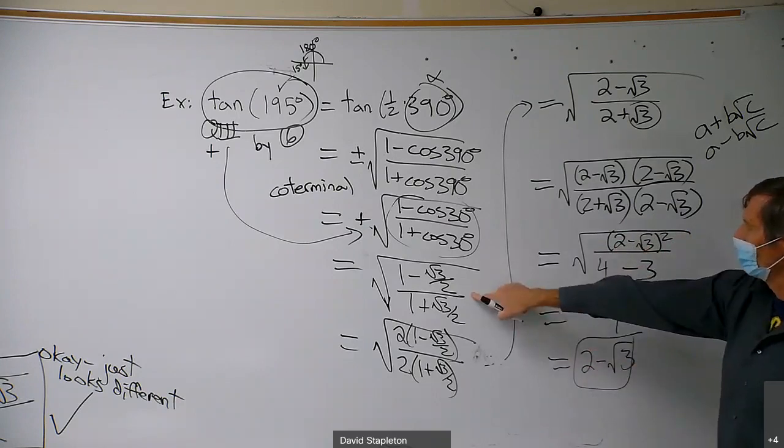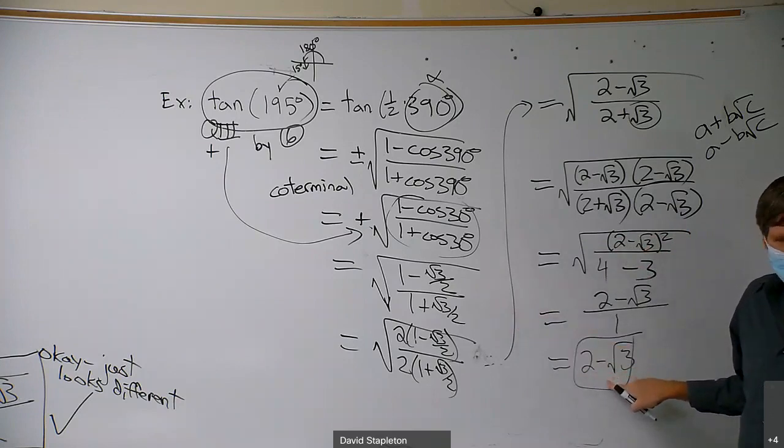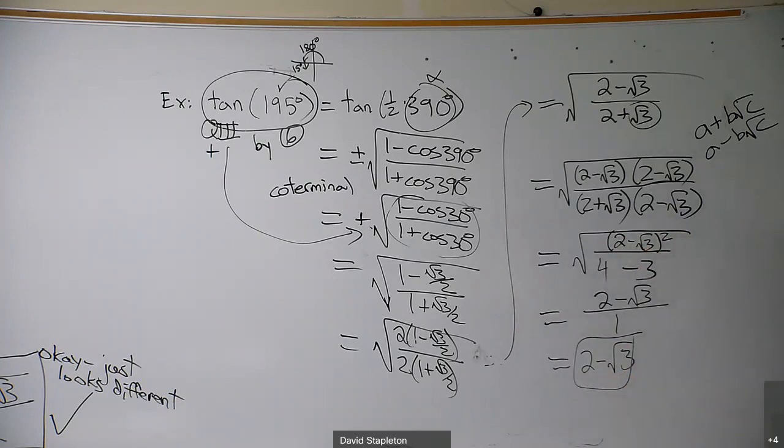Who wants that answer when you can write 2 minus square root of 3? That's why it's 2 points off, right? So many of these will simplify quite a lot. There's the tangent, exactly, of 195 degrees in terms of radicals.